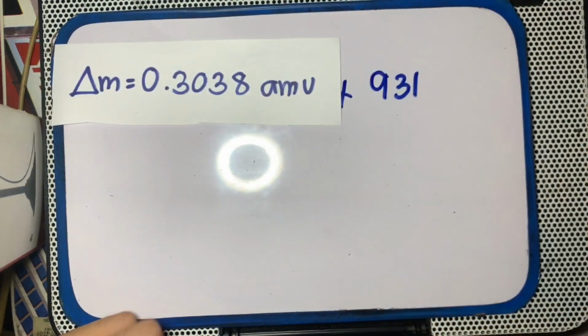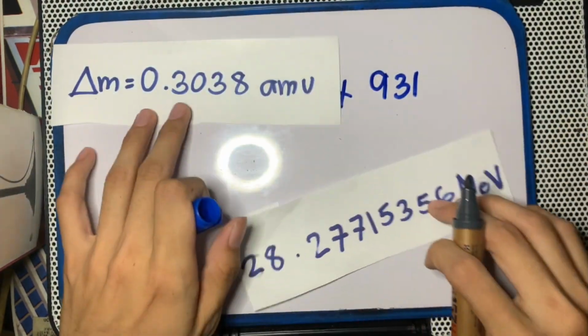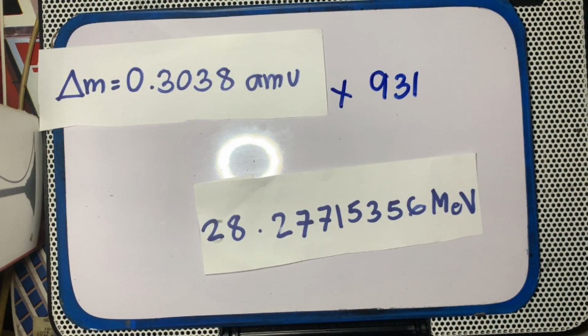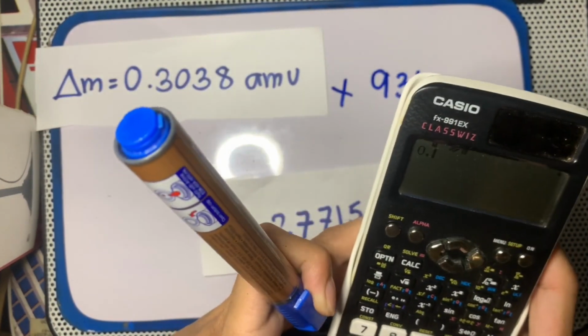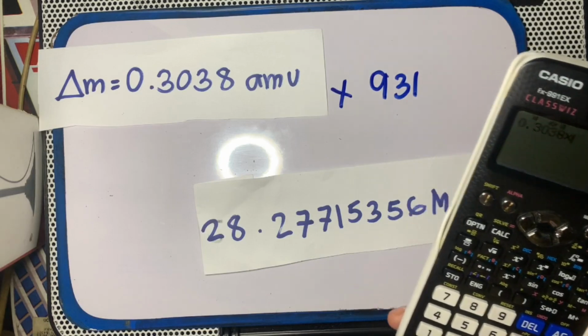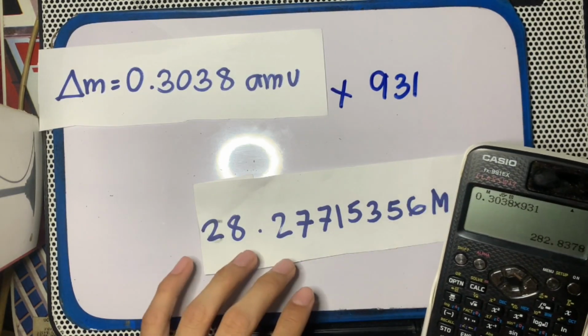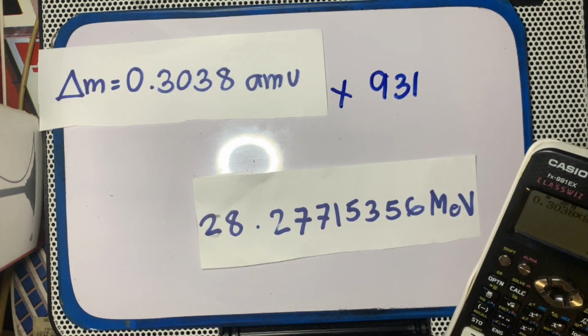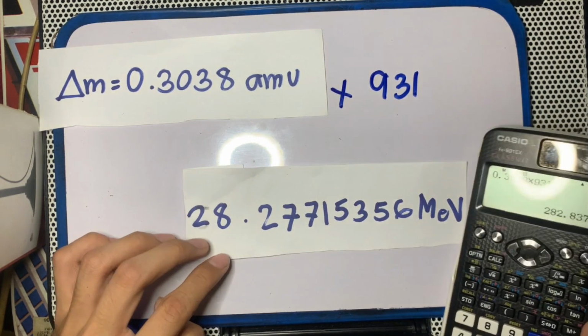So multiply po natin. Same lang po yung lalabas. Let's try. 0.03038 times 931. Nagkakatalo lang po sa decimal points.